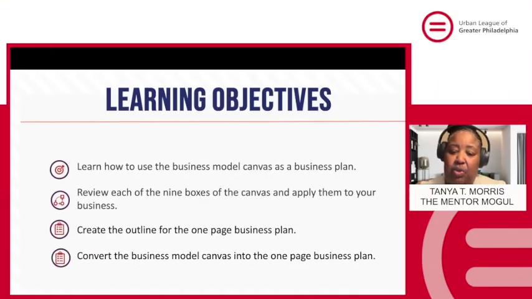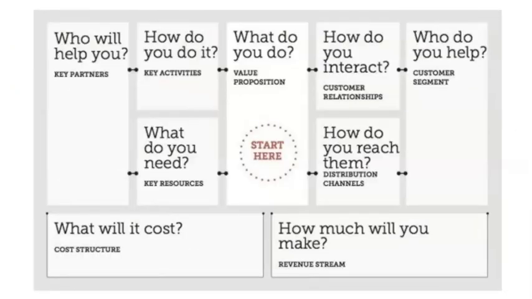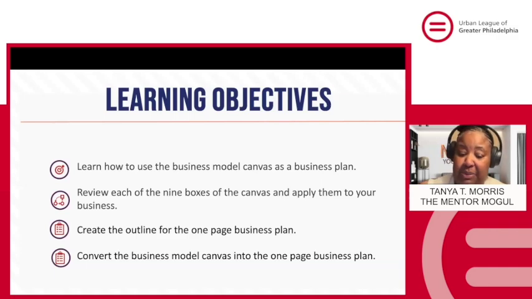We're going to look at a tool. One of my favorite tools is called the Business Model Canvas. We're going to learn how to use the canvas as a business plan. We're going to look at each of the 9 boxes on the canvas and how to apply them to your business. I'm going to show you how to create an outline for a one-page business plan. And then we're going to convert that business model canvas into an actual business plan.